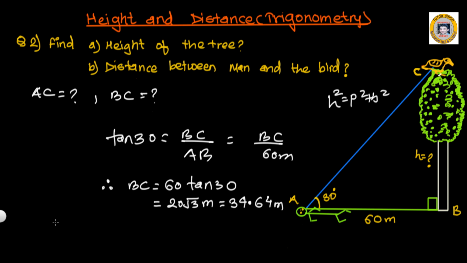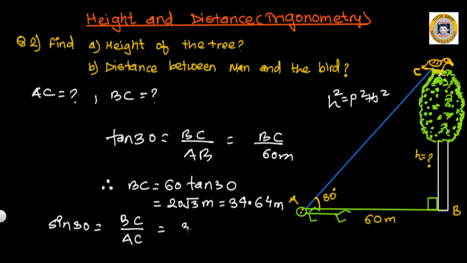But let me show you with another method. Since I can use sine or cosine relation. If I use sine, my sine 30 will be perpendicular over hypotenuse. Perpendicular is BC, which I just found, whereas my hypotenuse is AC.